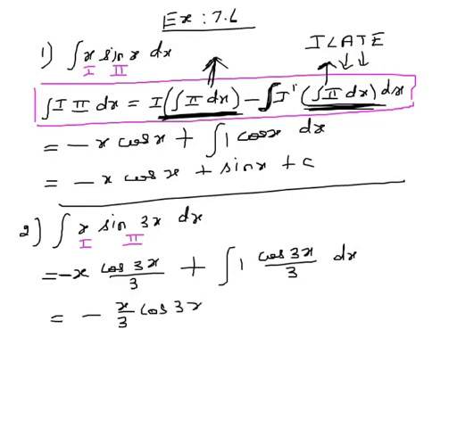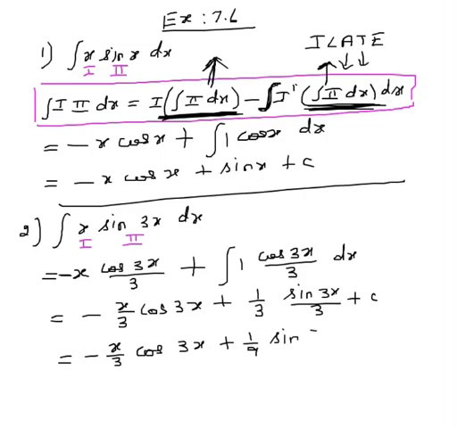Minus x by 3 cos 3x. 1 by 3 is a constant, it can be taken out. And integral of cos 3x is sin 3x divided by 3 plus c. Let us simplify the second term, and 3 3s are 9. It becomes 1 by 9 sin 3x plus c.